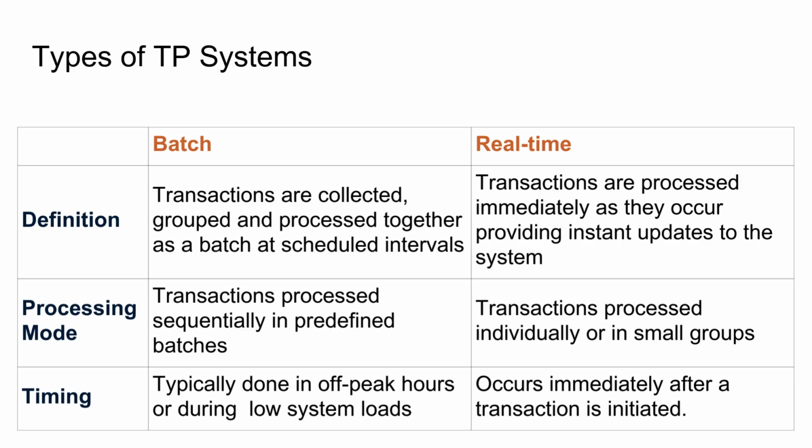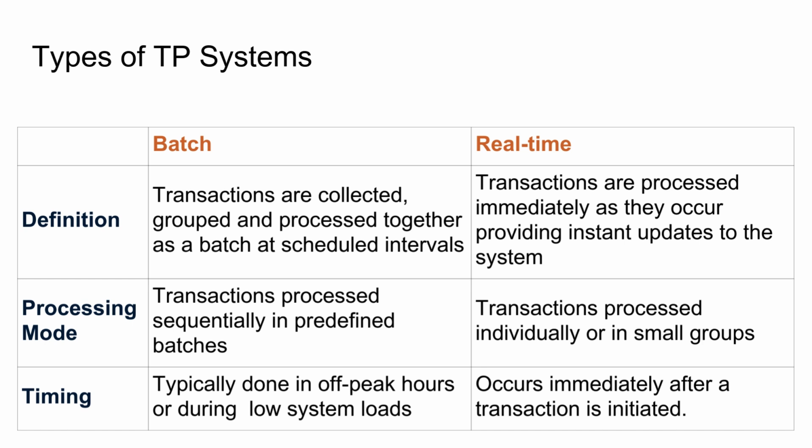Right. So there are two types of transaction processing systems, batch systems and real-time systems. We actually talked about this in the previous slides as well. So while the real power of a transaction processing system lies in a real-time system, there may be transaction processing systems that run in batch mode due to several reasons. So let's look at these in detail.